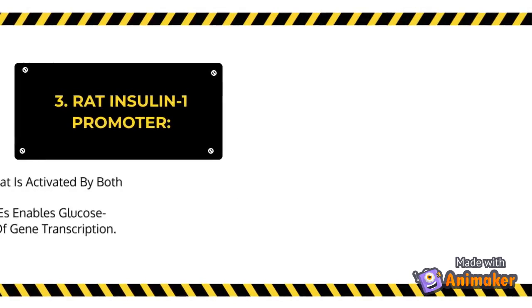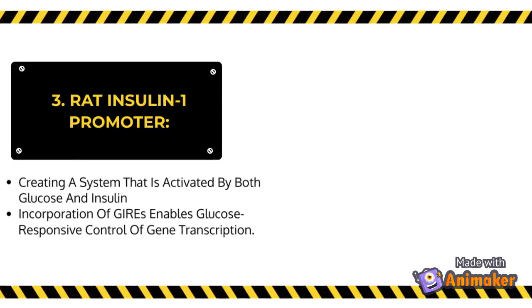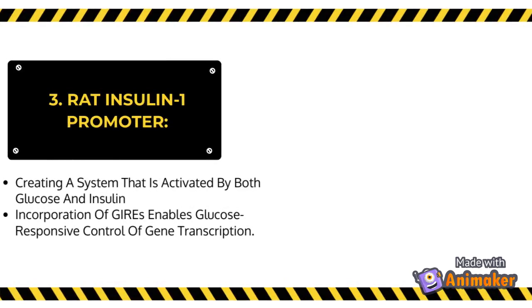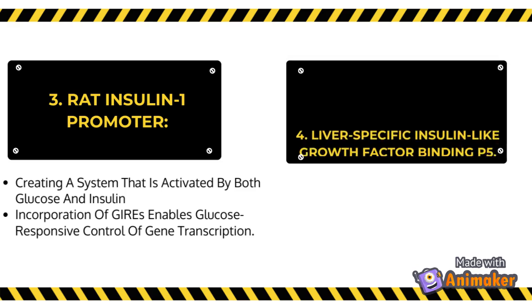Third, rat insulin 1 promoter. It will create a system that is activated by both glucose and insulin. Incorporation of GIRS, which is a glucose-responsive DNA sequence, will enable glucose-responsive control of gene transcription.